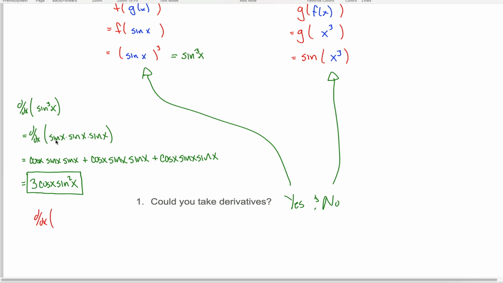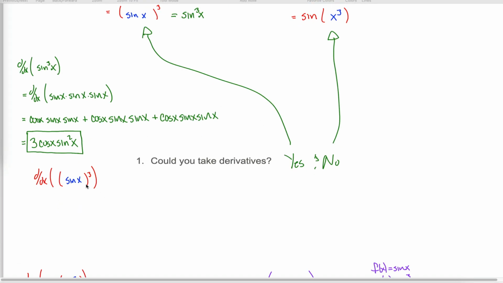Instead of thinking about sine cubed x as sine of x times sine of x times sine of x, think about it as an outer layer, stuff being cubed, and an inner layer, the sine of x. When you're in an instance like this where you're taking the derivative of an outer layer and an inner layer, what you first do is just take the derivative of the outer layer. Just focus on the red stuff.